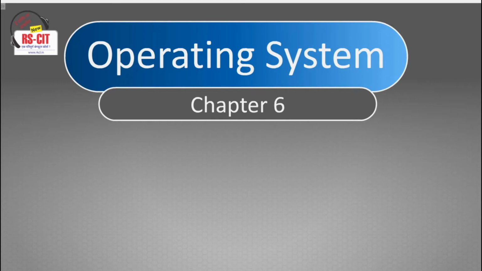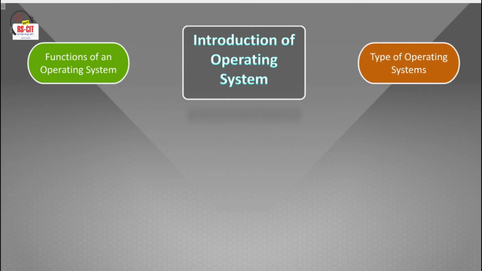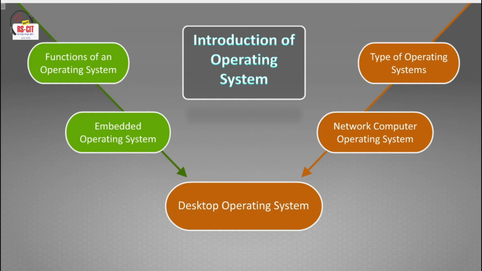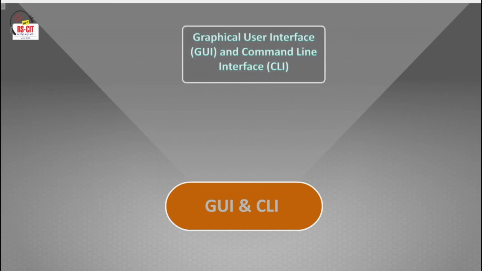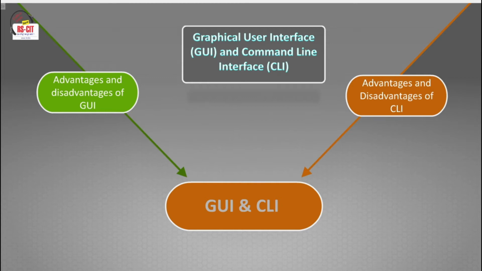In this chapter, we will learn various skills of operating system. This chapter will cover introduction of operating system, functions of an operating system, types of operating systems, embedded operating system, network computer operating system, desktop operating system, graphical user interface (GUI) and command line interface (CLI), advantages and disadvantages of GUI, advantages and disadvantages of CLI.